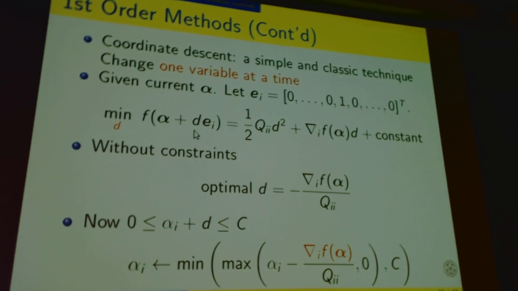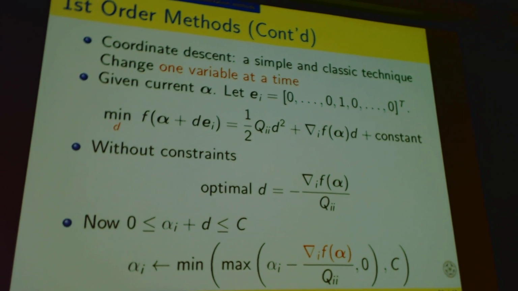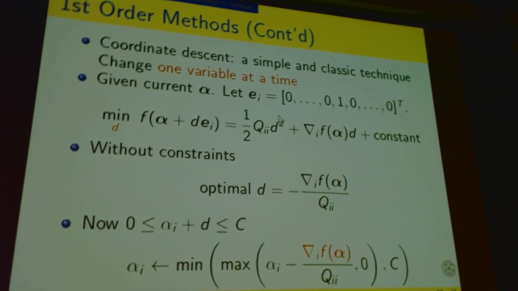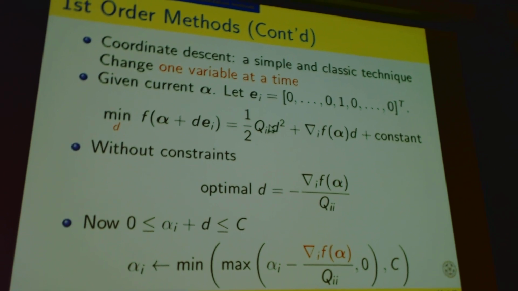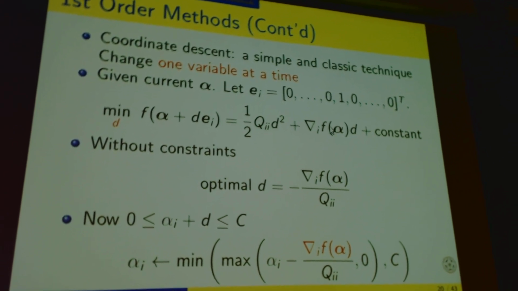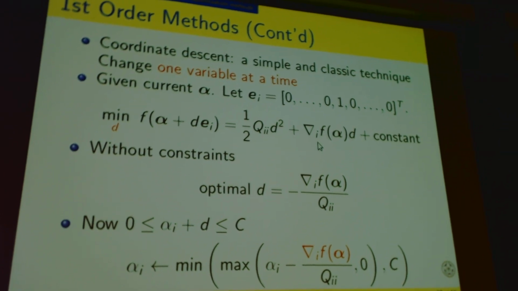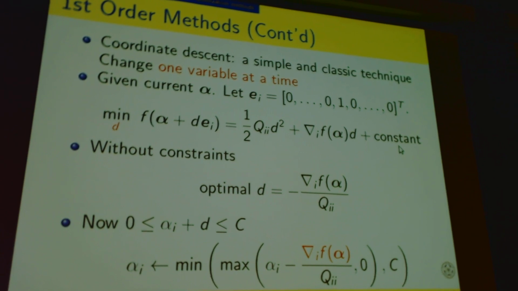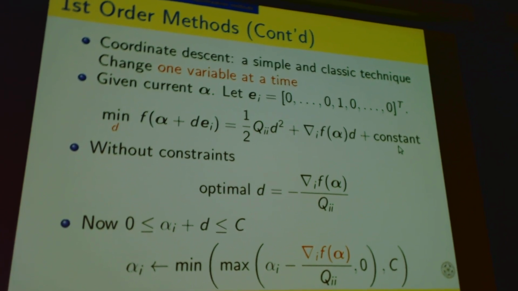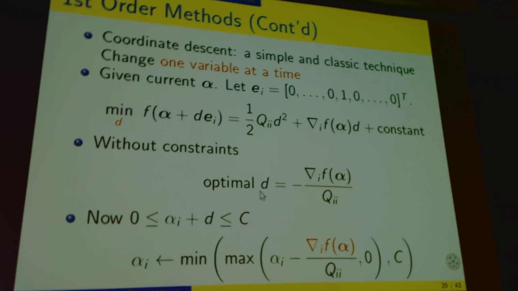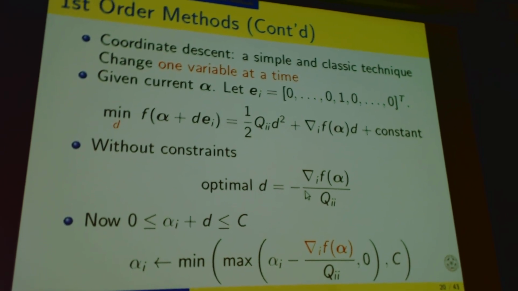After some calculation, we can easily show that this becomes a simple one variable quadratic function. We have a d squared here, and you times it with the ii component of the matrix Q, plus the ith component of the gradient times d plus a constant. So everybody knows how to minimize a one variable quadratic function. It has a closed form solution, right? So we have the optimal d to be like this.